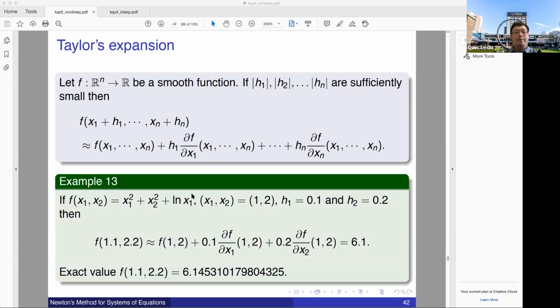Okay, for example, if you take your function in two variables, x1 square, x2 square, plus logarithm x1, then you can compute. So what is your partial f with respect to x1? So how do I verify this one? Let me compute it for you, right? So now I use MATLAB, I stop this, I start my MATLAB.